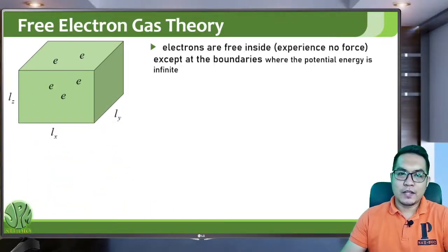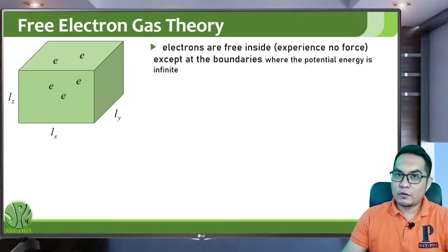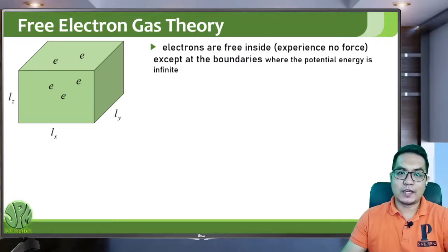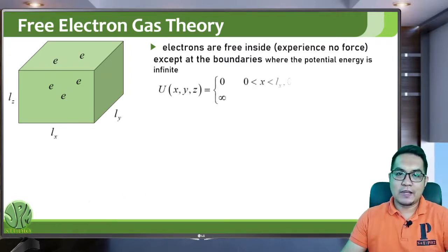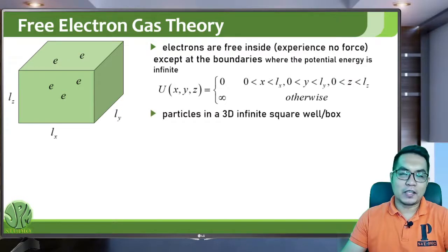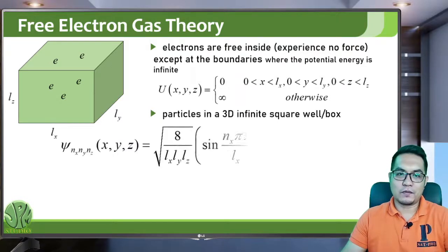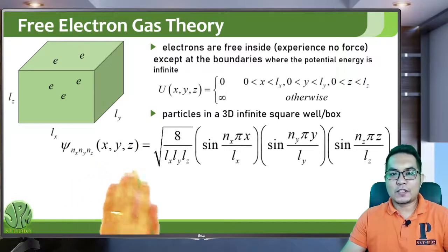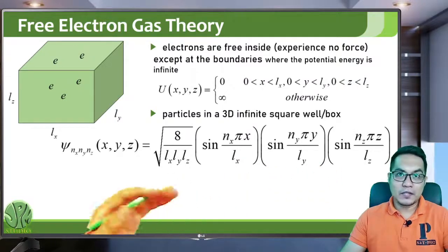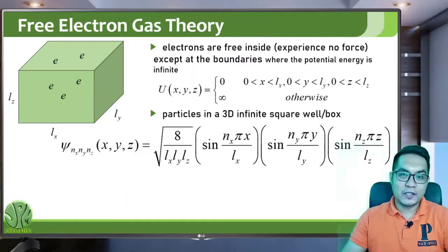In this theory, electrons are free inside the box. They experience no force inside the box except at the boundary, where the potential energy is infinite. So it's basically particles in a three-dimensional infinite cubical well, or particle in a box for simplicity. The wave function is just the three-dimensional version of a particle trapped in a one-dimensional square well potential.